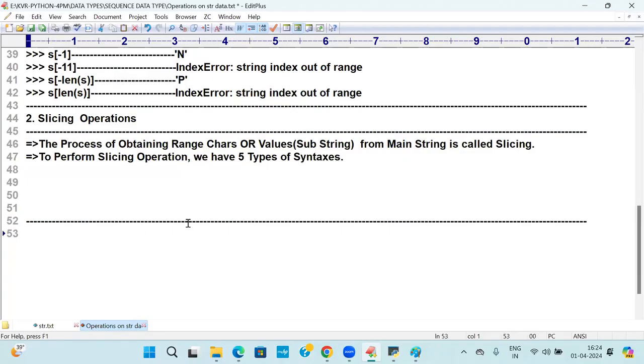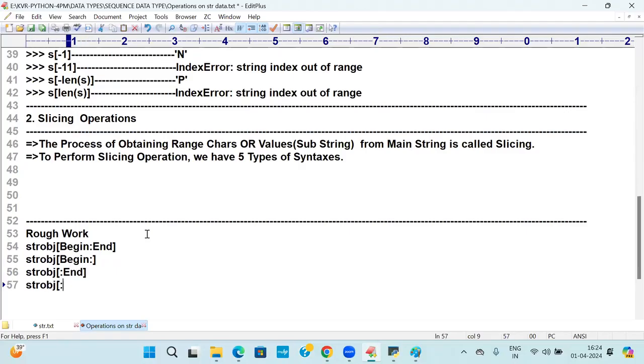Roughly, I will tell you what those syntaxes are. Rough work, I am writing. What are those syntaxes? So I'm going to write it: strobj of begin colon end. I am writing strobj of begin end, begin, that's all. Next, strobj of end.